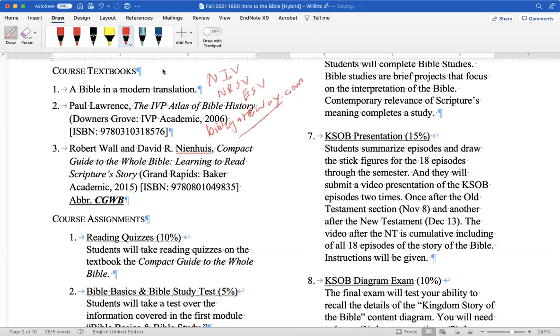What you don't want to use is something like the King James Version. Do not use the King James Version. You can use the New King James Version, the NKJV, but you can't use the KJV. You know why? Because it was translated in 1611. And in case you haven't checked, it's 2021. That's a long time. So use a modern translation.